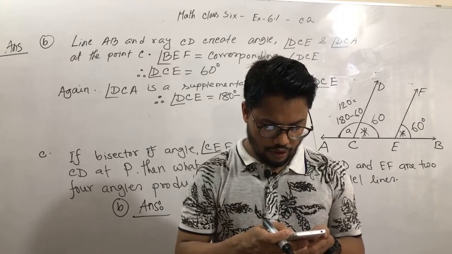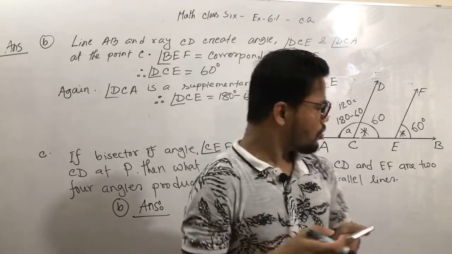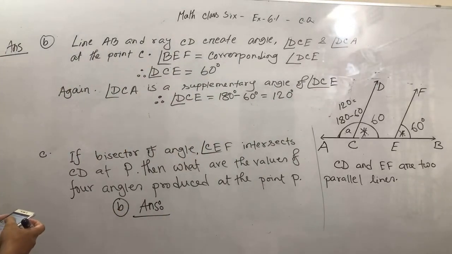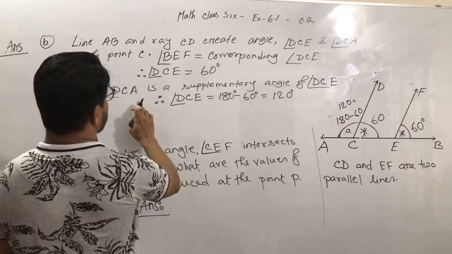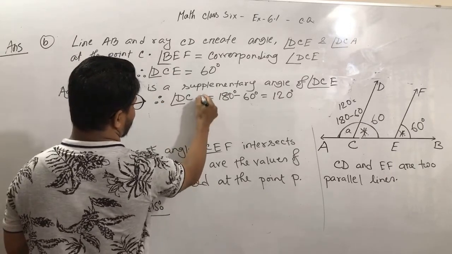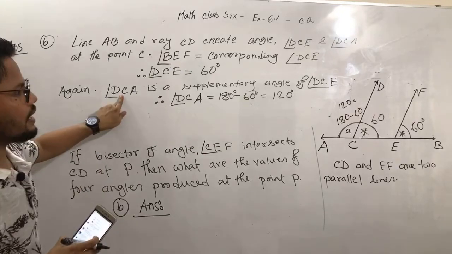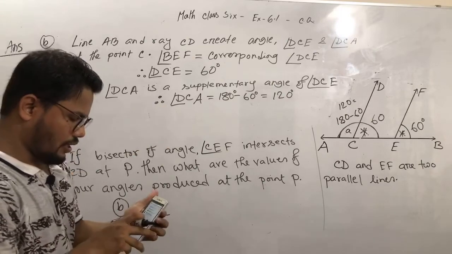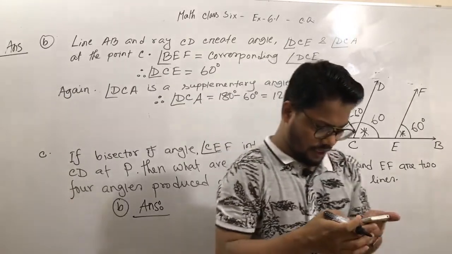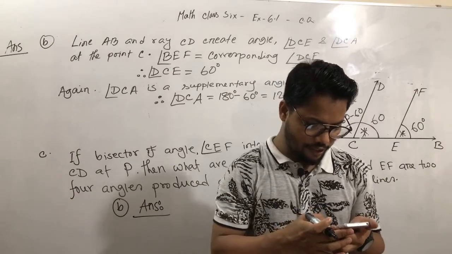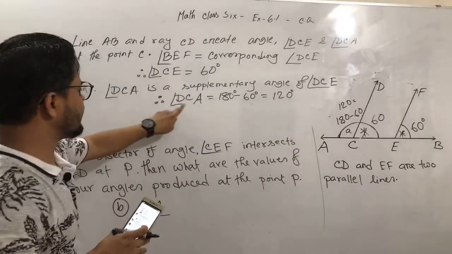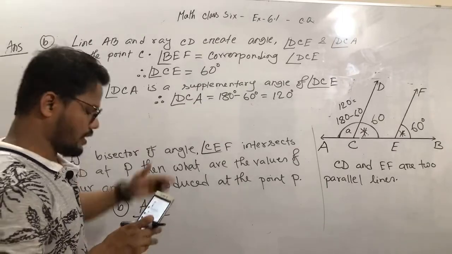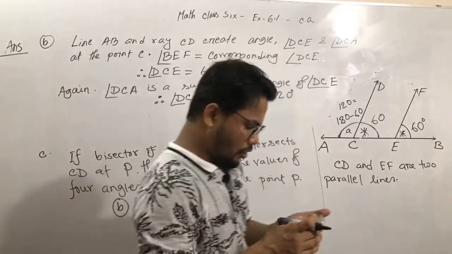I think it should be DCA. Which one is DCA? DCE angle is 60 degrees and DCA angle is a supplementary angle of DCE. Who said this one? DCA. Devopratim Chakraborty Das, thank you, sir, for your correction. This one will be DCA, or you can write here ACD. It's clear.